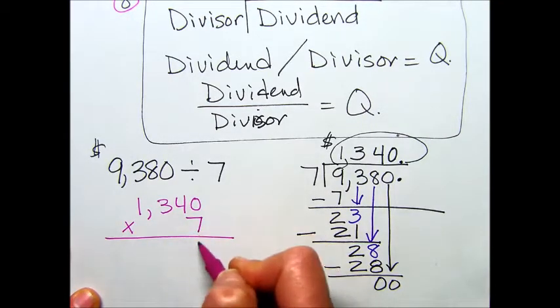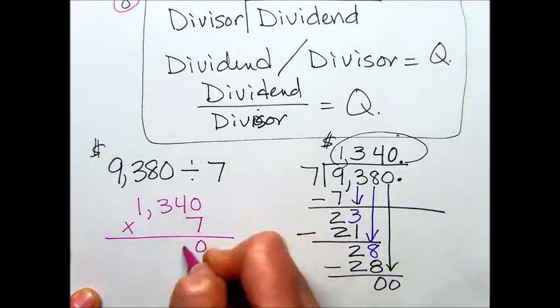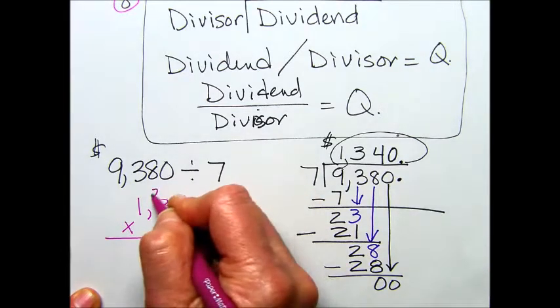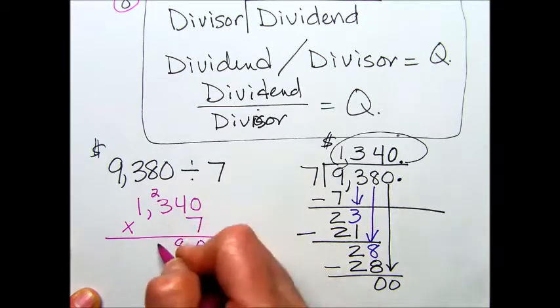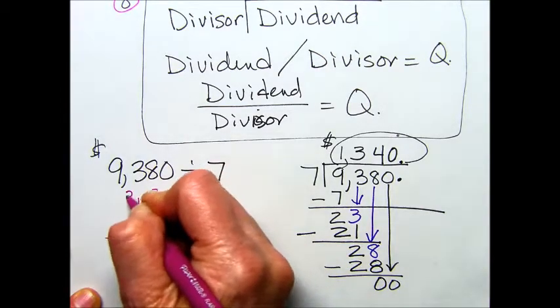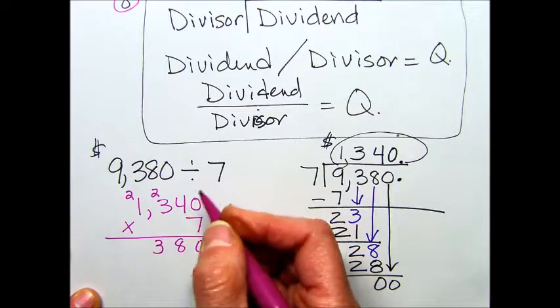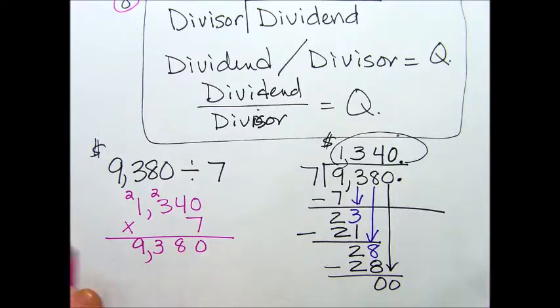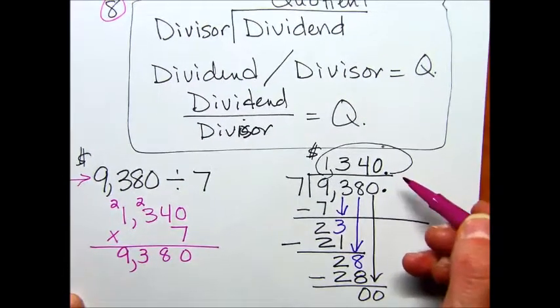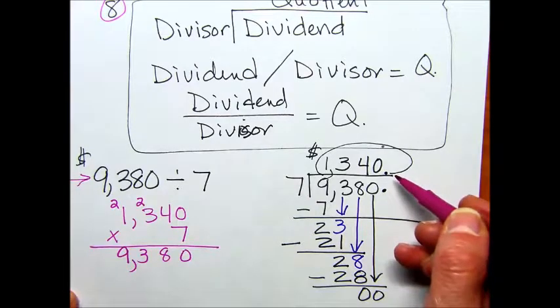And so that's going to be 0. 7 times 4 is 28. Carry the 2. 7 times 3 is 21. Plus 2 is 23. Carry the 2. 7 times 1 is 7. Plus 2 is 9. 9,380. And that's what we started out with. So I really feel confident that this is the right answer.